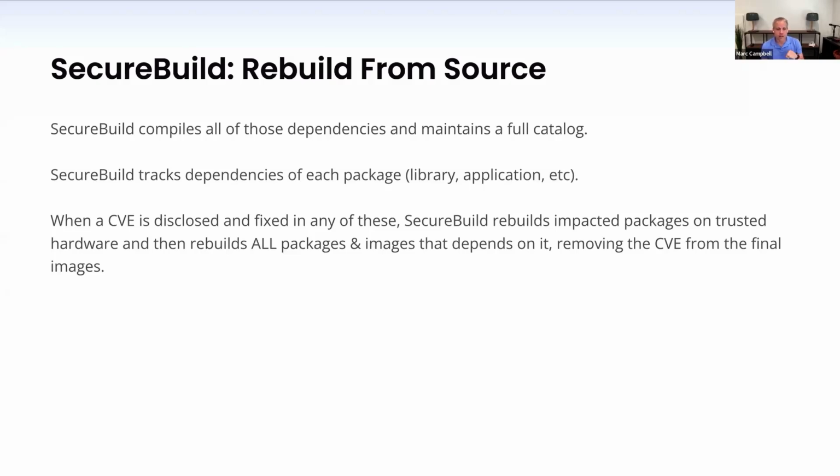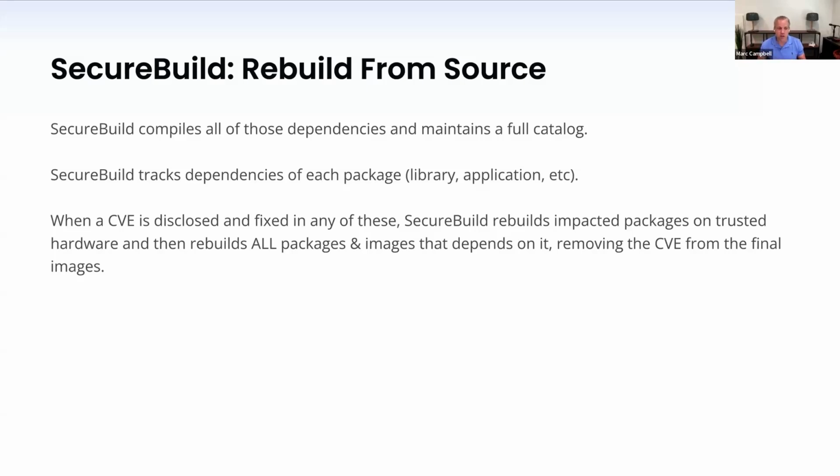And then we track the dependencies of everything. So when we build any component, we know that it's dependent on glibc or libssl or OpenLDAP, whatever the dependencies are. We track that entire dependency tree and we have it. So when a CVE is disclosed and fixed in anything, we detect that there's a new version of that package available. We rebuild it on our trusted hardware. So it's in a really clean, reproducible, ephemeral environment. We rebuild that. So you get a CVE-free version of that component.